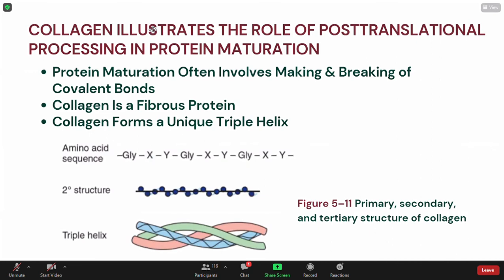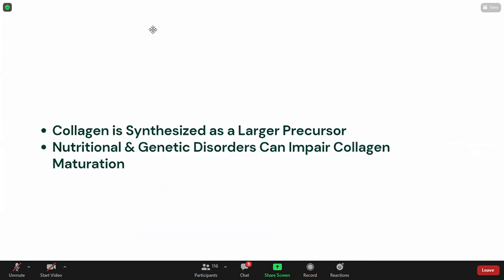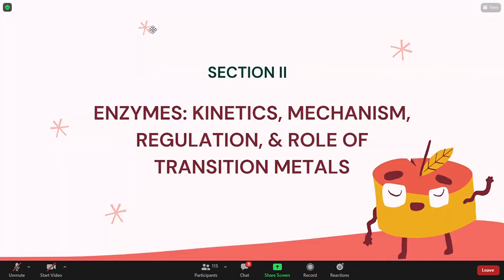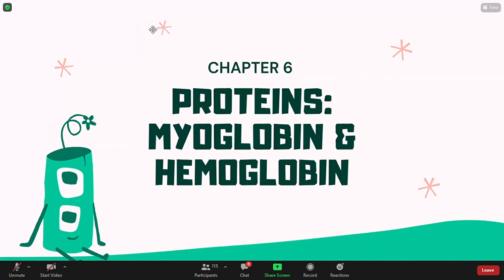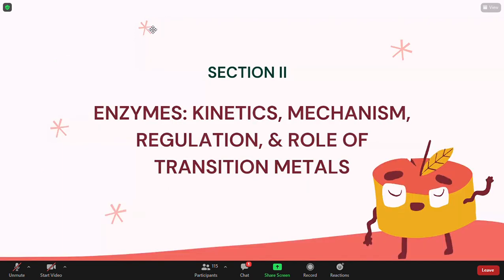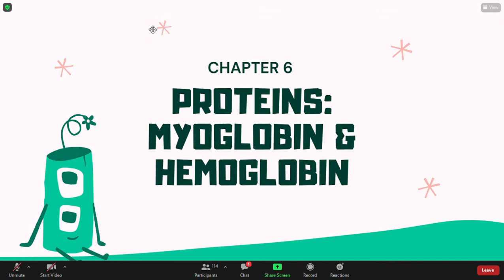All right, collagen illustrates roles of translation processing. You have this. We had this yesterday. Your triple helix of collagen. All right, enzymes. What do we have in enzymes? Oh, proteins.